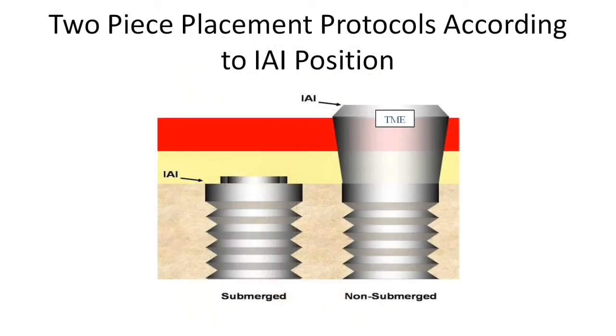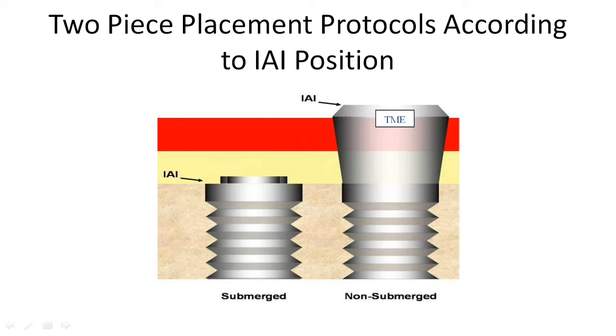So as I mentioned before, the positioning of the implant abutment interface can vary depending on the approach. We have a submerged approach where the implant is placed under the soft tissue. In this situation, the implant has been placed at bone level. We have a non-submerged approach where the implant interface on a two-stage implant is actually at the soft tissue level.